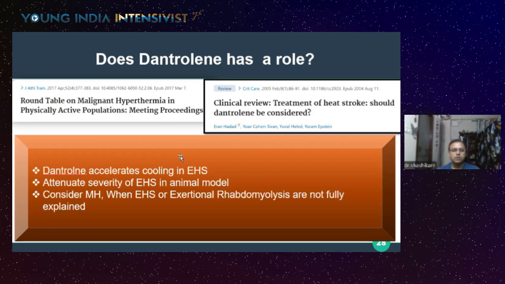So that is why, because of the overlap in genetic mechanism, or the mutations which are common to both categories, that is patients with exertional heat stroke and patients with malignant hypothermia, dantrolene has been found to be effective in patients with EHS.